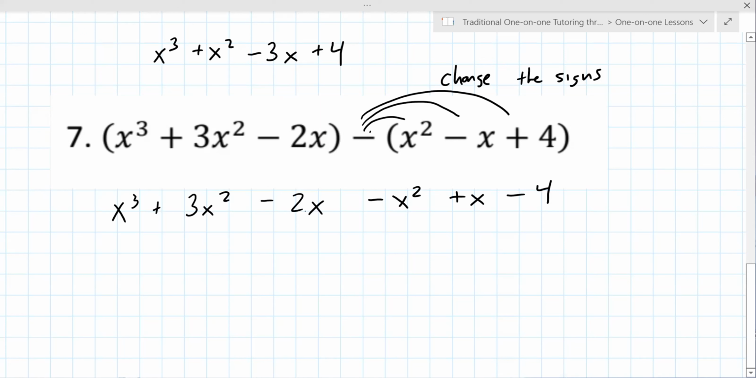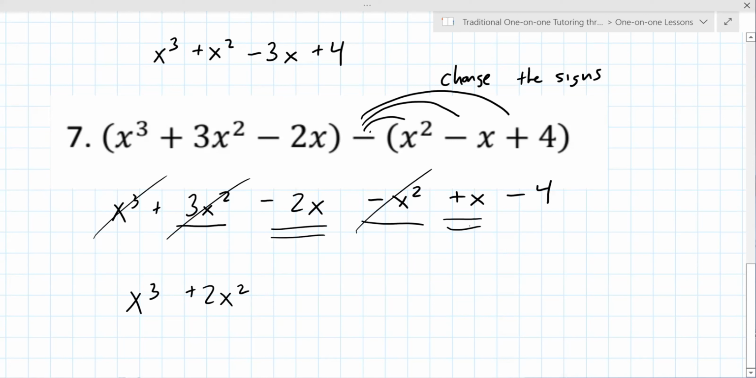Okay, and then again, just combining like terms, like the 3x squared goes with the minus x squared. So that becomes 2x squared. And I think I mentioned this before. Some students like to cancel them out as they go. Minus 2x and positive x, you can double underline if you like that. Becomes minus x. And then you bring down the last term there.